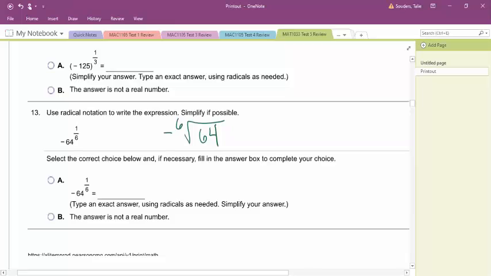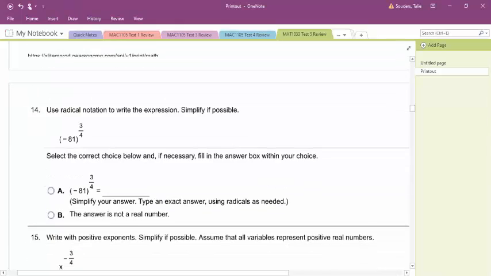So what is the 6th root of 64? And this one you could also work backwards and say, okay, what is 1 to the 6th power? What is 2 to the 6th power? Until you come up with the 64. It's 2. So your answer here would be negative 2. Very good, because 2 times 2 times 2 times 2 times 2 times 2 is 64.